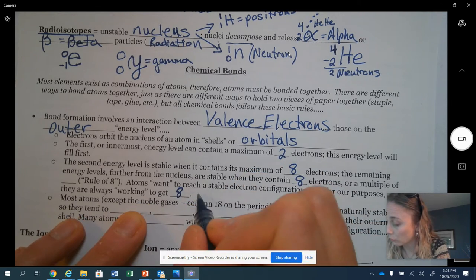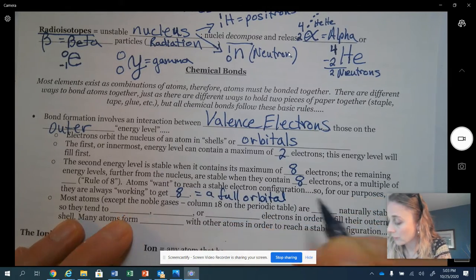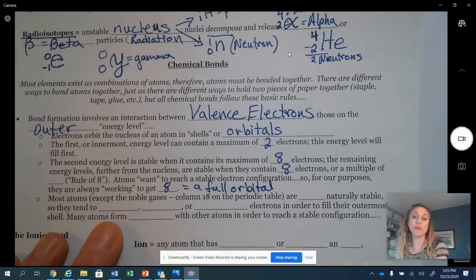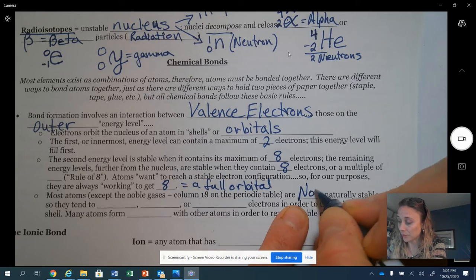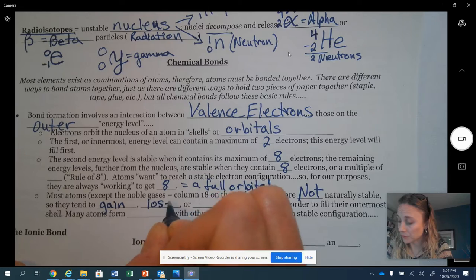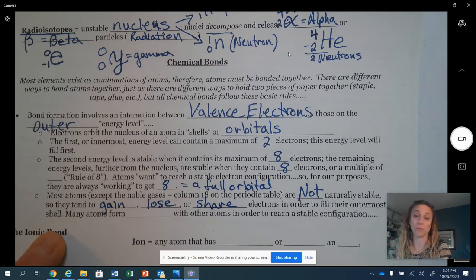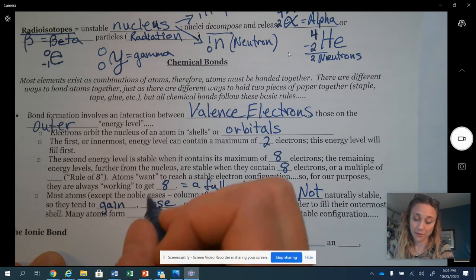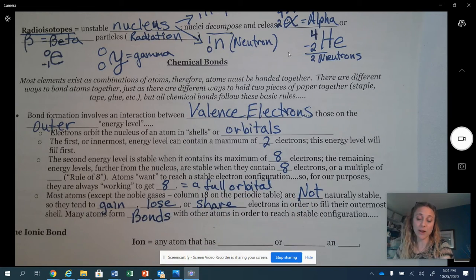In a full orbital. Okay. Most atoms are trying to do this, except for the noble gases. They have a full orbital already on the outside, and they're stable. But most of them are not naturally stable, and they tend to gain electrons to be stable, lose electrons to be stable, or they could also be kind and share electrons in order to fill their outermost shell. Most atoms are going to form these bonds with other atoms in order to reach that configuration. Okay, so that's why bonding happens.